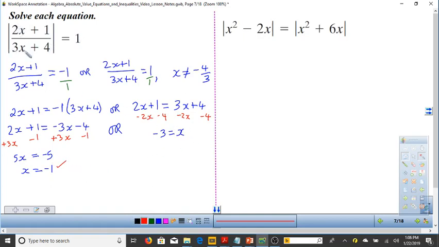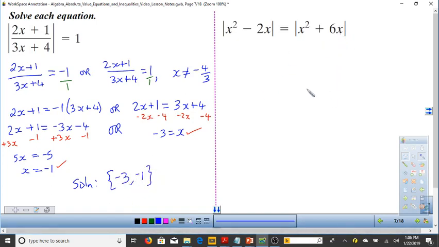2 times -3 is -6. -6 plus 1 is -5. 3 times -3 is -9 plus 4 is -5 again. So we have -5 divided by -5 is +1. Absolute value of +1 is 1. So both answers work. Since both check out, our solution then is the set -3, -1.